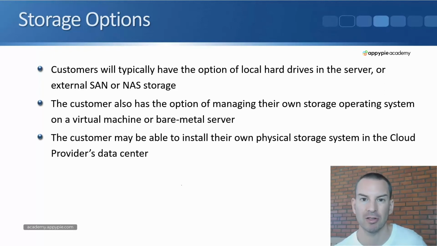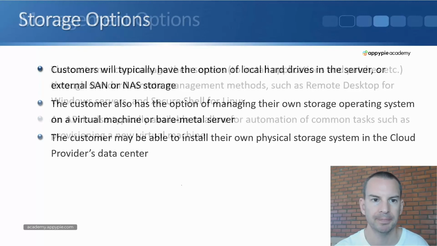With IaaS, the customer gets in at the operating system level, so they could install some storage management software in the operating system and look after their own storage. The most common reason for doing this would be if they want to look after their own encryption. The customer may also be able to install their own whole physical storage system in the cloud provider's data center. So maybe they've got a storage system from a company like NetApp or EMC. Maybe they can actually install that in the data center and connect their servers into that. Again, like everything here, it depends on the individual cloud provider.